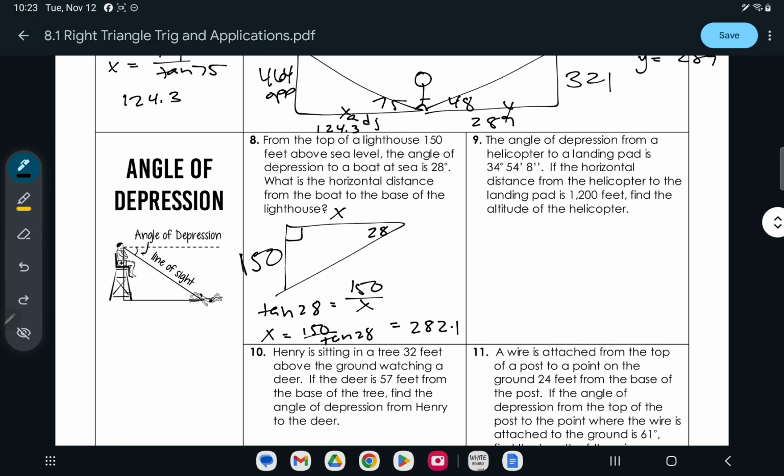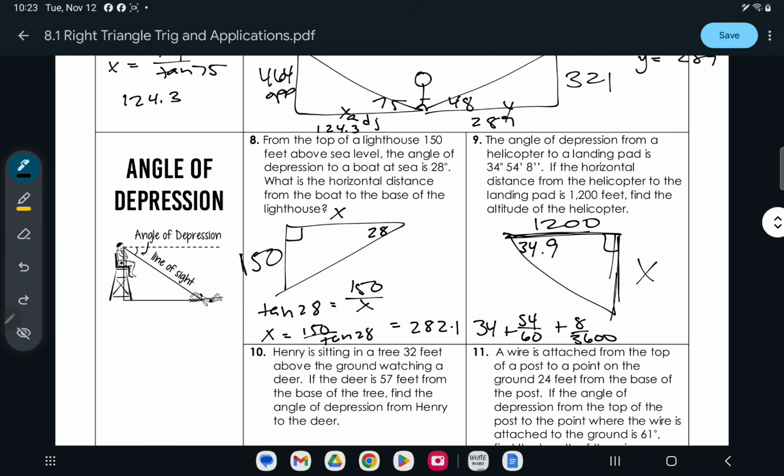Angle of depression from a helicopter to a landing pad is 34 degrees, 54 minutes, 8 seconds. The horizontal distance from the helicopter to the landing pad is this. Find the altitude. So I gotta turn that 34 to 54 over 60 and 8 over 3600. So it's gonna give me 34.9.